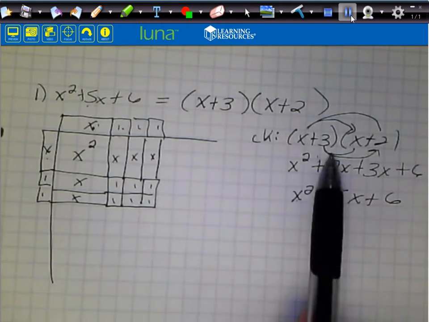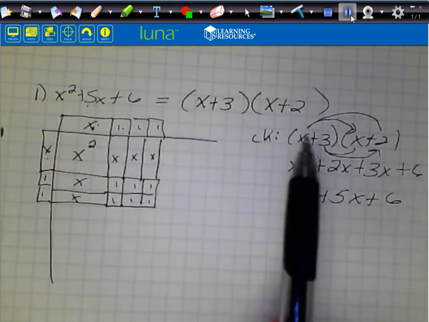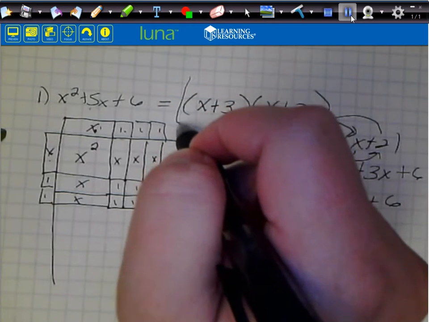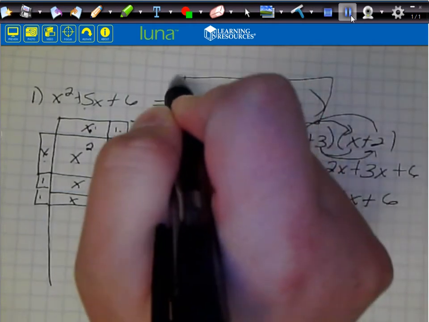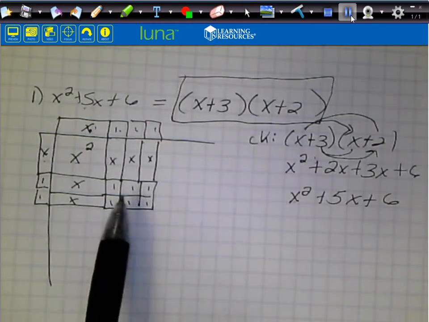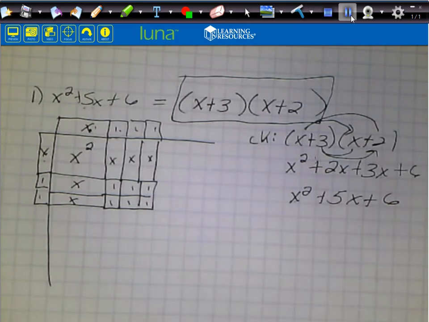So as long as you distribute back out and you get exactly what you started with, then you have the correct factors. So this right here is my answer. Please make sure you have the algebra tiles, the answer, and the check written before you move on. If you need to pause the video now, feel free to do that.